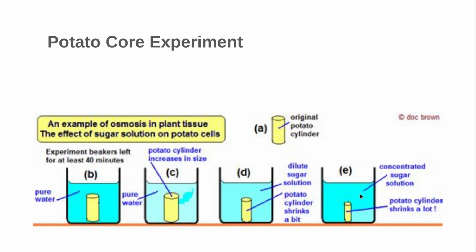So we weighed all of these potato cores, and when you find that concentration of solution where the potato did not increase in weight at all or decrease in weight at all, that is the isotonic solution. So based on that, you can say the potato core's sugar concentration or glucose concentration is the same as the solution outside. Okay.